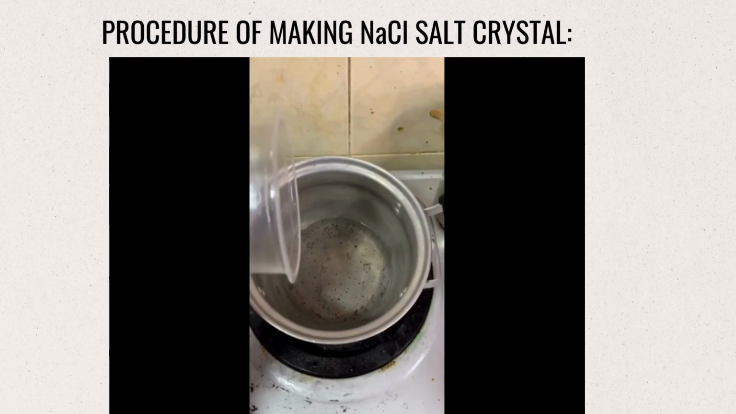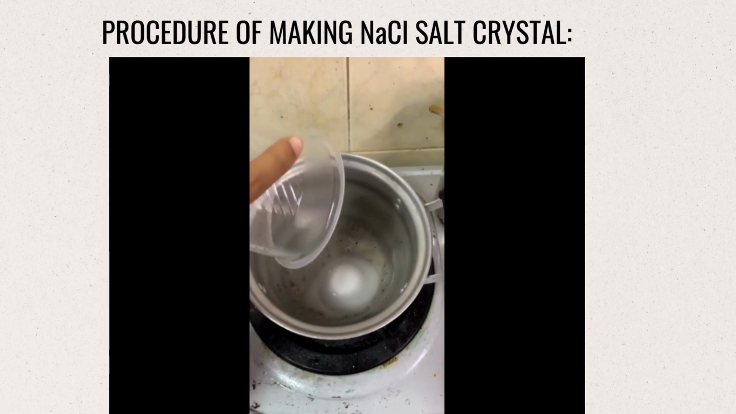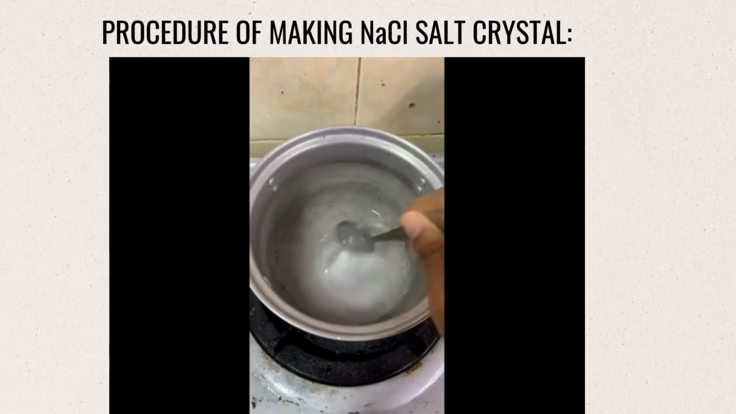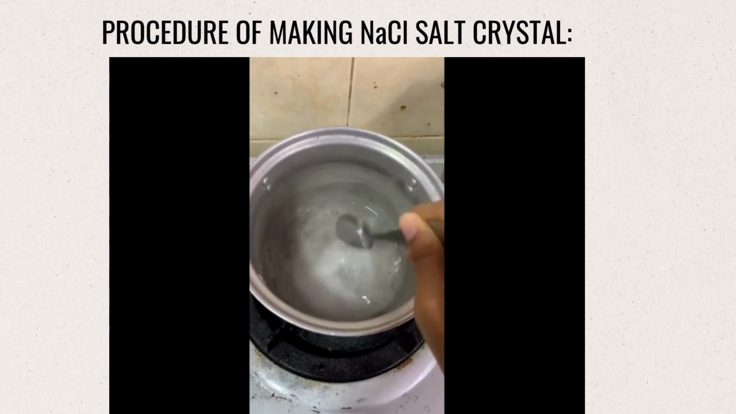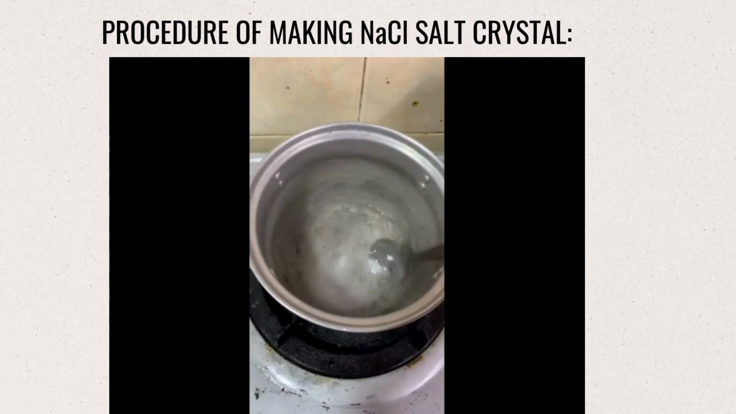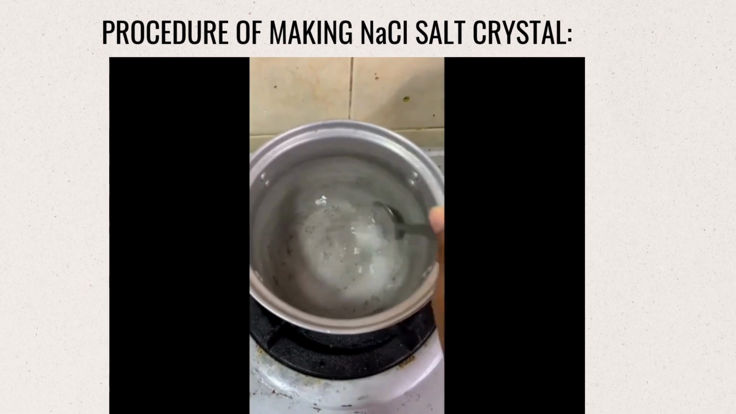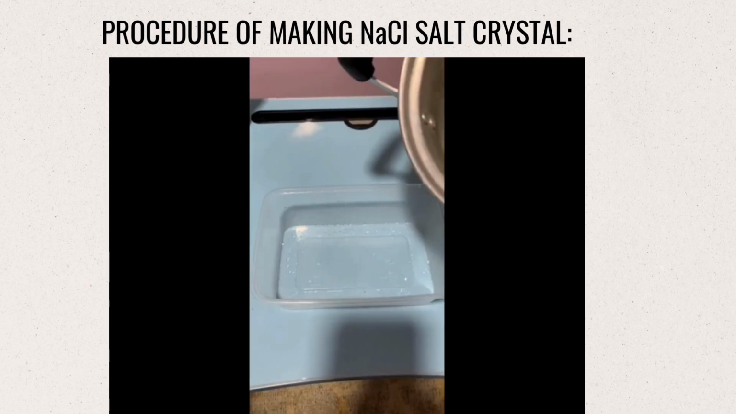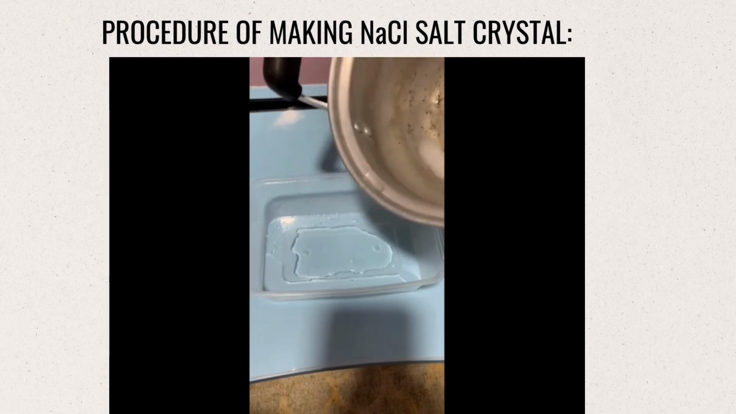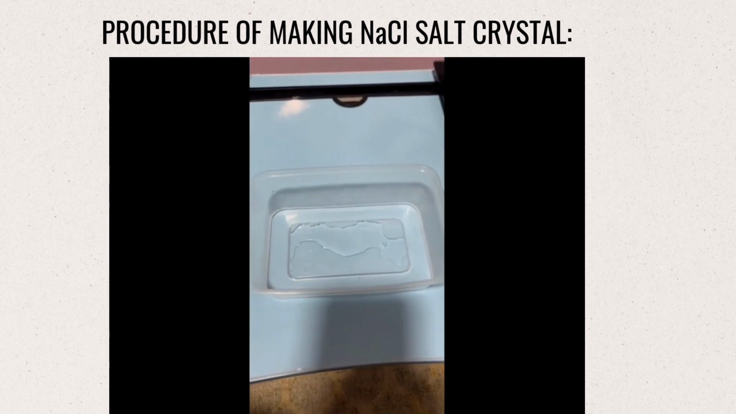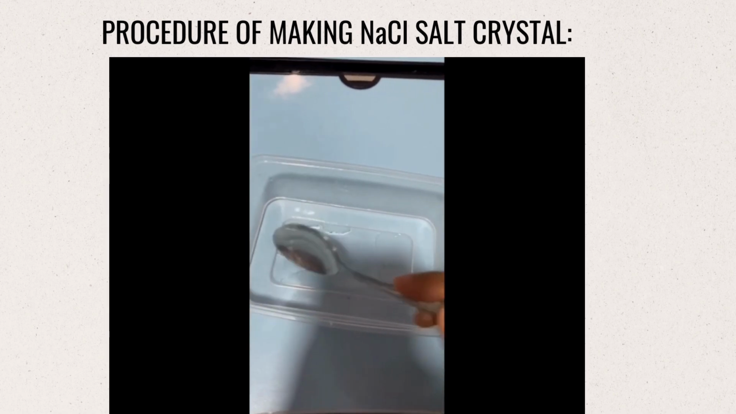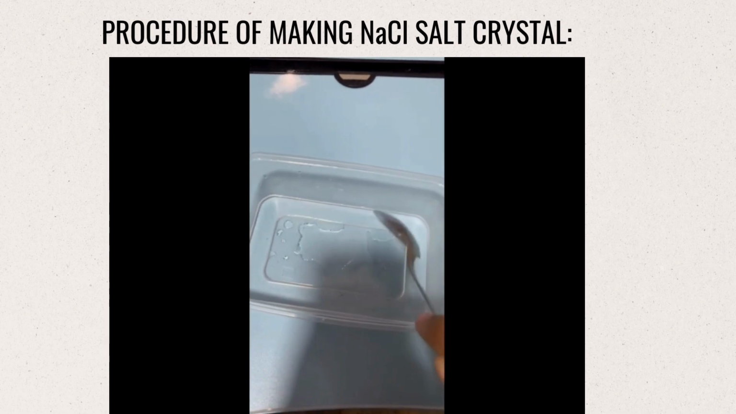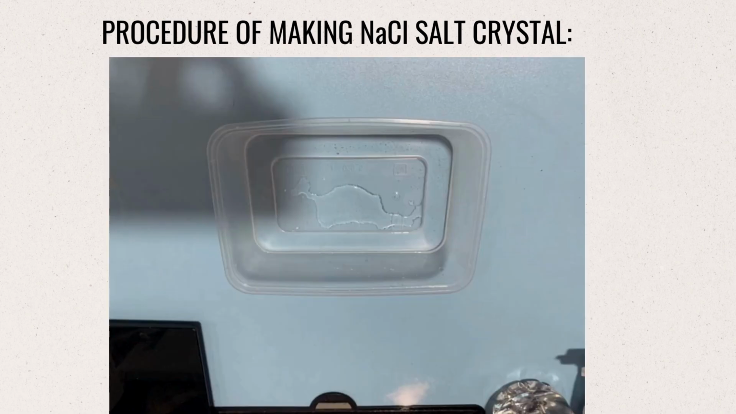Later, we will slowly add salt to the water, stirring it constantly. Keep adding salt until it stops dissolving, and you will see undissolved salt at the bottom of the jar. This tells you the solution is fully saturated. After a while, we pour the salt solution into the plastic container and use a spoon to spread it widely in the container. Then we will wait for 1 to 2 days.